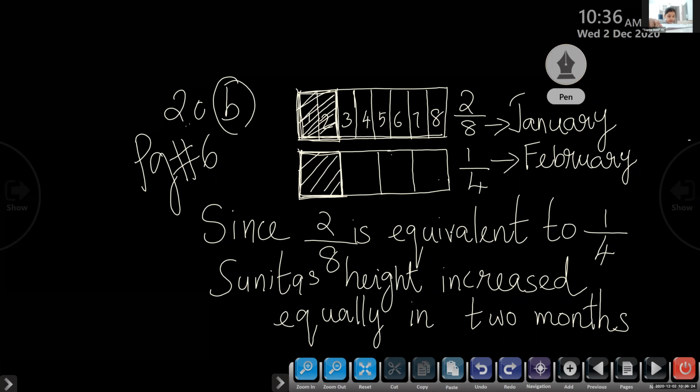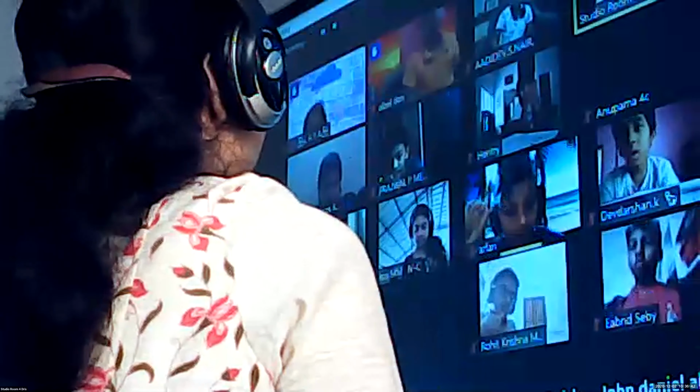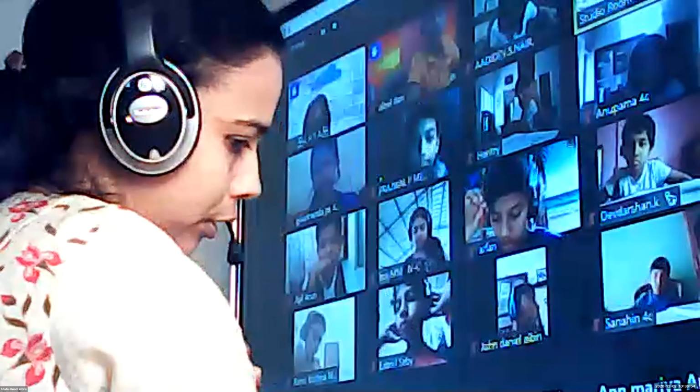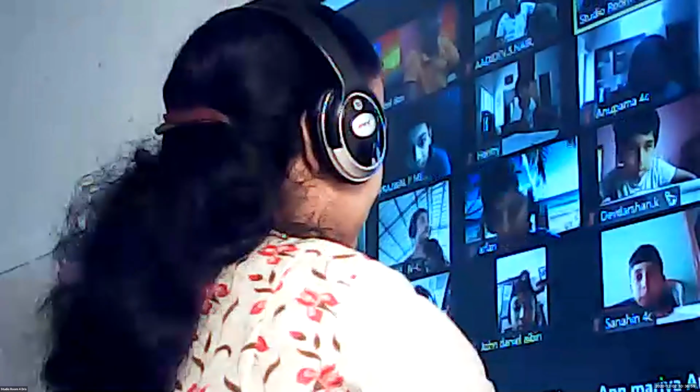Find any two fractions equivalent to 5 by 15. So children, how you can make equivalent fractions? Yes. How you can make equivalent fractions? By multiplying or dividing. Okay, multiplying or dividing. So we can obtain one equivalent fraction by multiplying, another one by dividing. Okay, so children, we will do together.